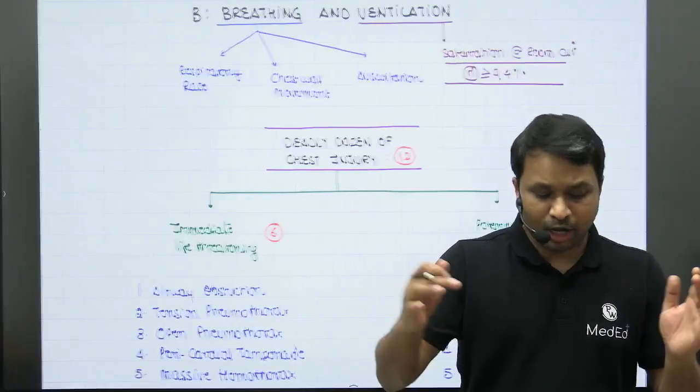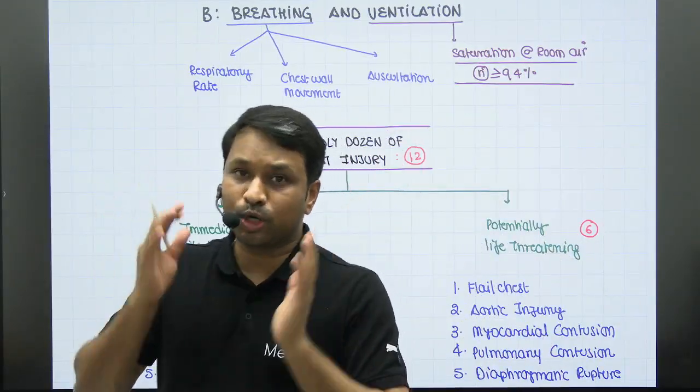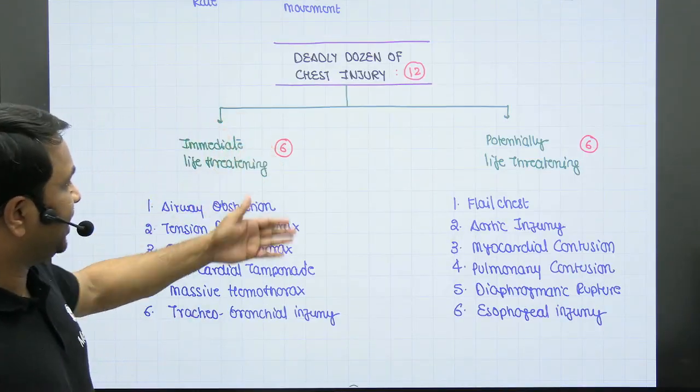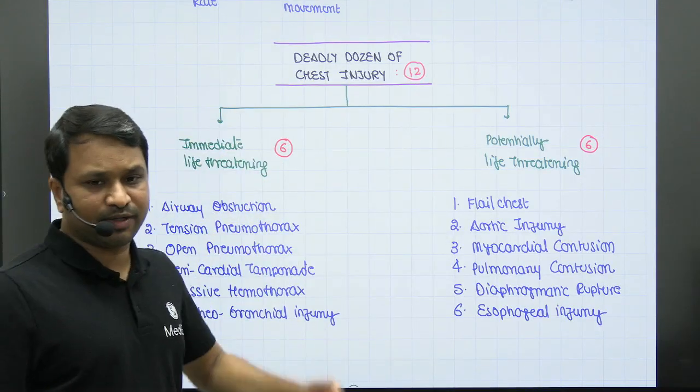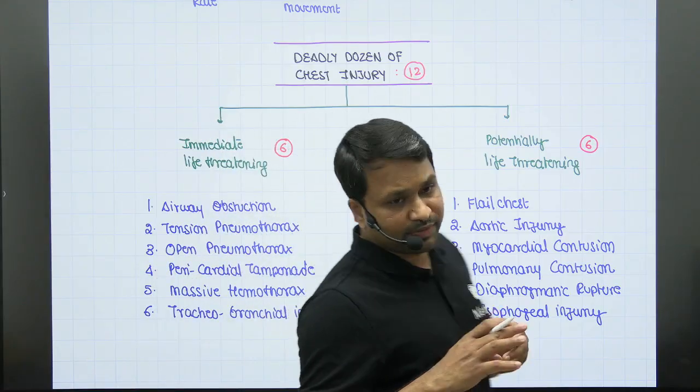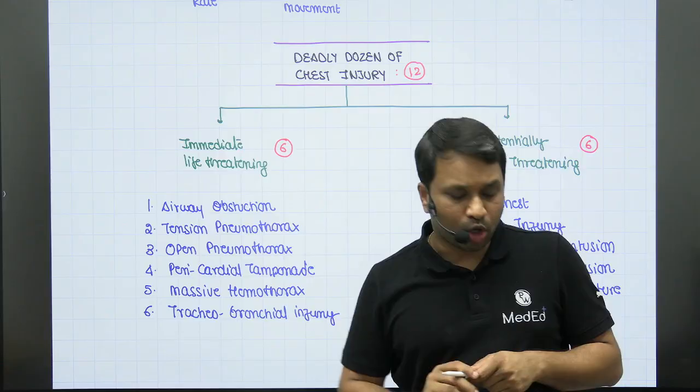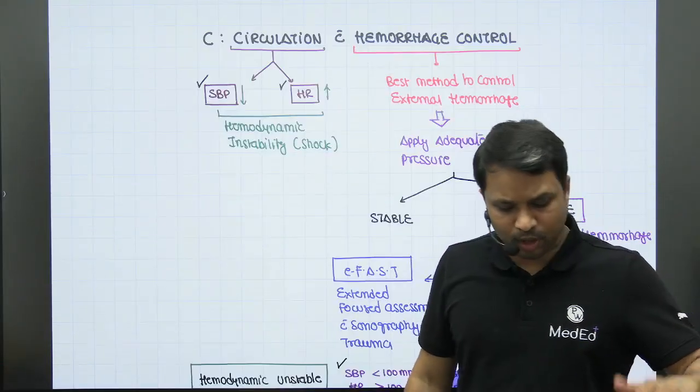Today we spoke about how breathing and ventilation should be assessed. What are you going to look for in terms of immediate life-threatening injuries, which are called the deadly dozen: the immediate life-threatening and the potentially life-threatening. You have to look for these in your primary survey. In the primary survey, we'll be concentrating more on this area so that you will be able to alter the outcome of the patient. Then we spoke about circulation.